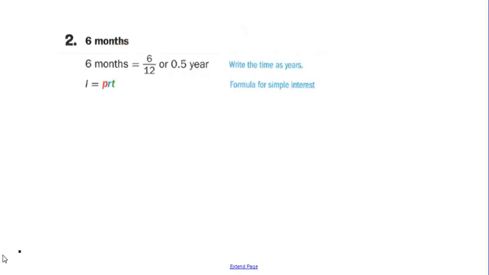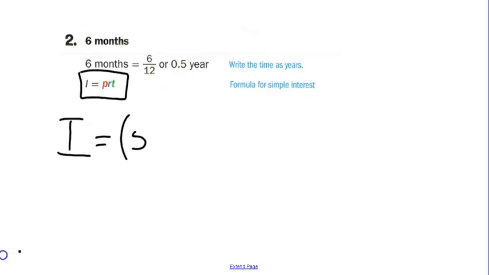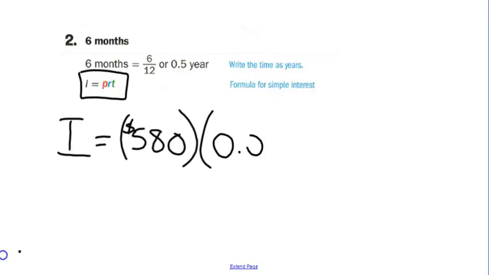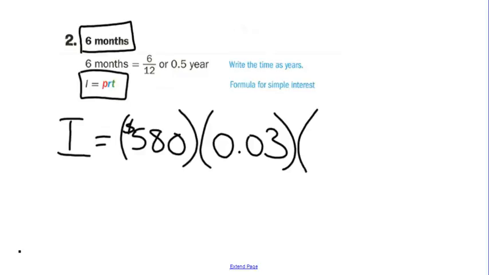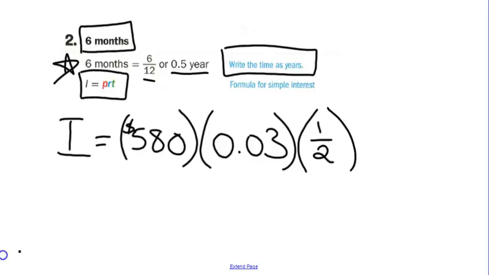All right, well, we're going to do everything exactly the same as before. We still use that same formula. Interest equals your principal, which we said was $580, times your rate, which we said was 0.03. And then one little thing that's different now, we've changed it to 6 months. Now our time is always represented as years, so we got to write that time as years. So 6 months is 6 out of 12 months, or half a year. So you could write that as 1/2, or you could write it as 0.5, because they're the same thing. So I'll write that as 1/2, just to be fancy.